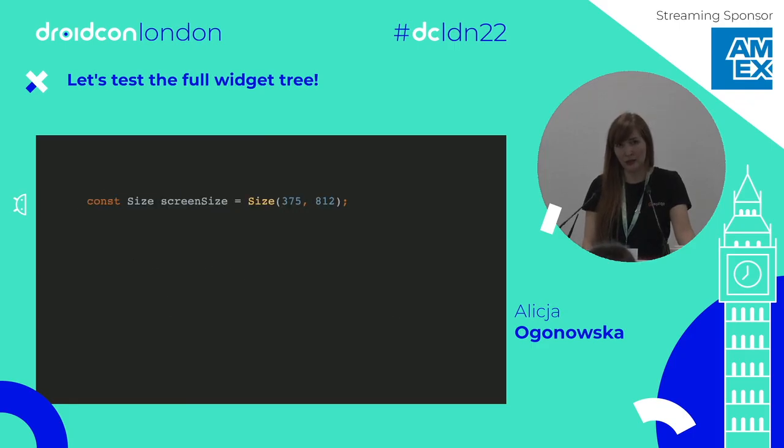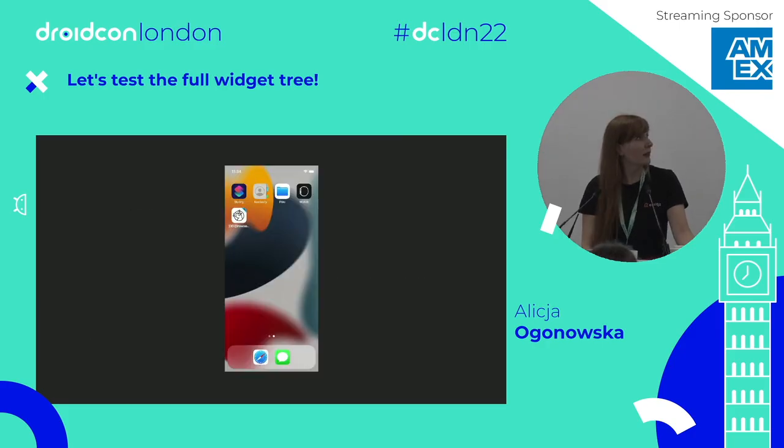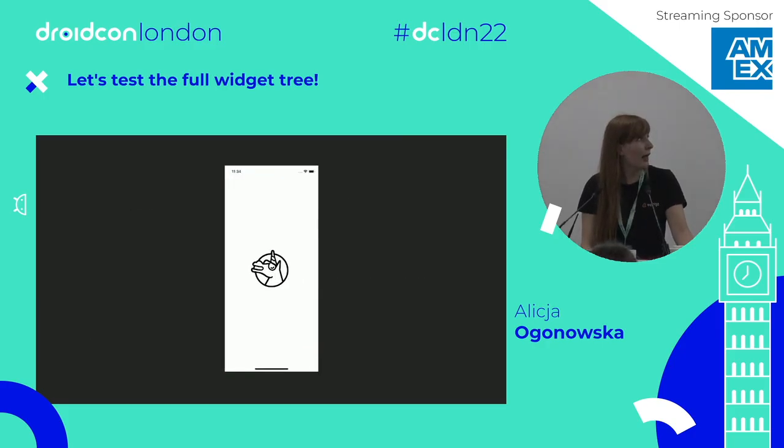But as you could have noticed, the screen size was quite weird. And thankfully, you are able to set the screen size for your tests, and you can just put something that more resembles a modern mobile phone. And you just have to do that before pumping your main widget. And after that, I will run it again, and right now it looks much better.